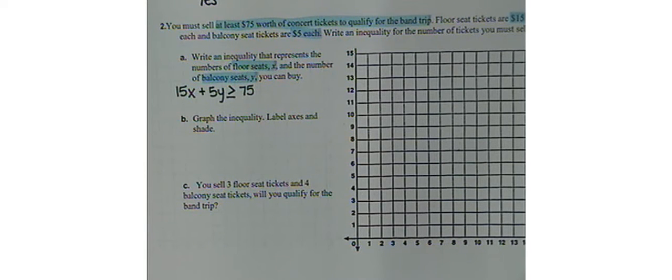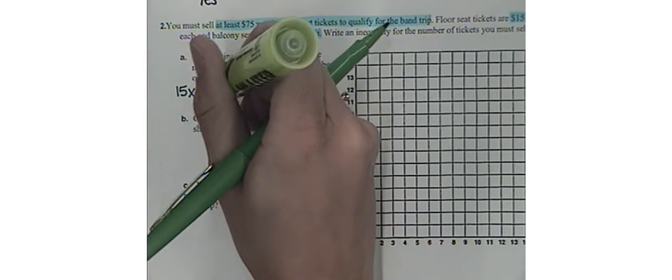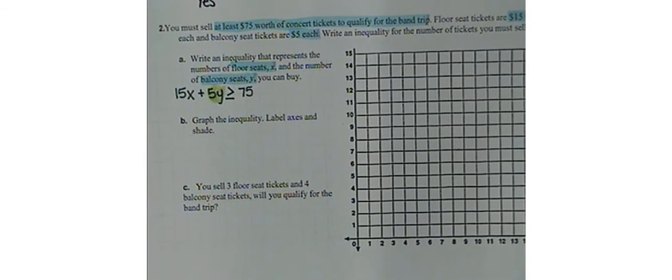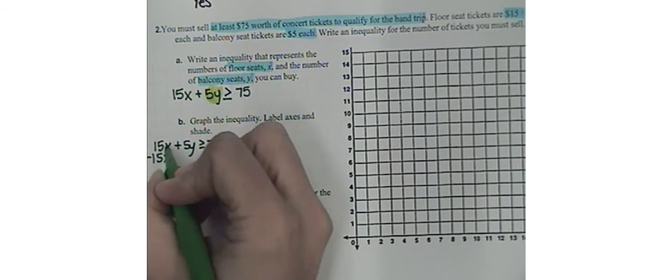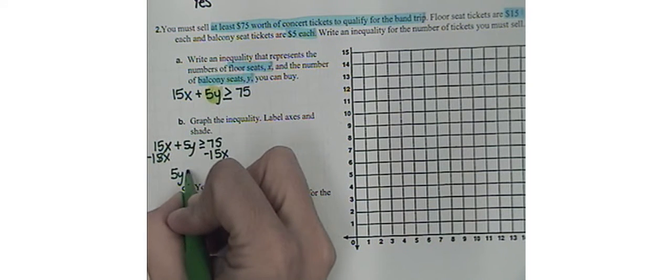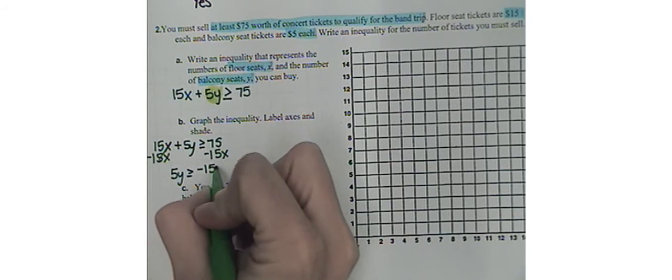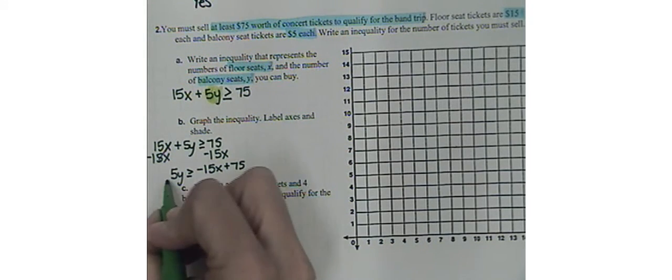Now again, in order to graph this, step 1 is we need to convert this to slope-intercept form. So we have to do some converting here. We have to solve for y. So I need to get this y by itself first. So we would subtract that 15x from both sides, just like we did in the other worksheets. Then divide everything by 5.